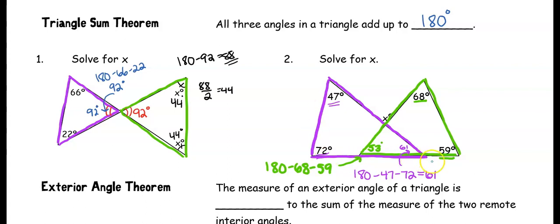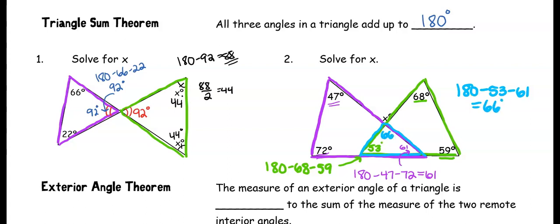Now we had this big purple one, this big green one, but did you notice that when the purple and the green triangle overlap, they created a smaller triangle that I've outlined here in blue? We're going to use the same idea, the Triangle Sum Theorem again. We have 53, 61. So to find this missing angle, we do 180 minus 53 minus 61 to find that that angle is going to be 66.